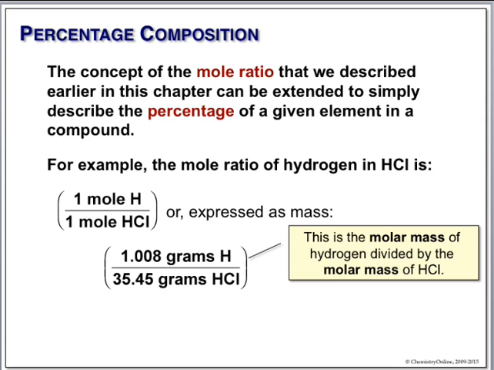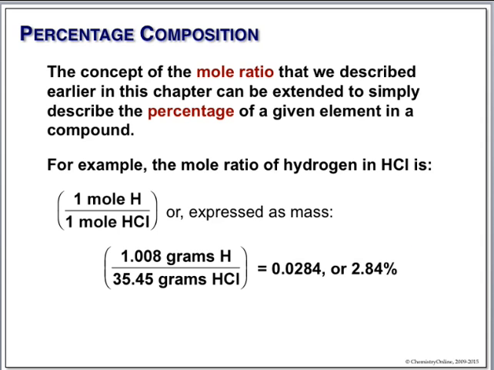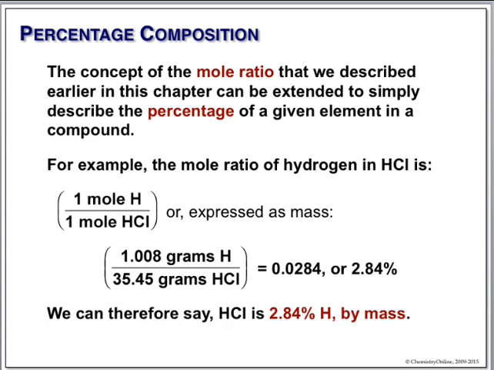If we simply divide these, we would get 0.02, convert it to a percentage by multiplying by 100, and we could say there that HCl is 2.84% hydrogen. Now again, all you do, look at your compound. If we're interested in hydrogen, it's just the mass of hydrogen over the mass of the compound. Multiply it by 100, and that gives you percentage.